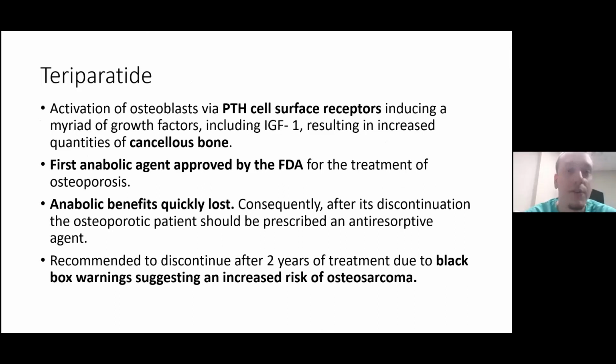And very interesting, PTH, for example, directly activates osteoblasts via cell surface receptors that induce several growth factors, which include IGF-1, which results in increased bone quantities, especially of cancellous bone. Teriparatide was the first anabolic agent approved by the FDA for the treatment of decreased bone mineral density. It's important to know that the anabolic effects of teriparatide are quickly lost. After discontinuation of PTH, patients should be prescribed an anti-resorptive agent if they still have low bone mineral density. For teriparatide, there's a black box warning that we have to discontinue this medication because there is increased risk of osteosarcoma at 2 years.